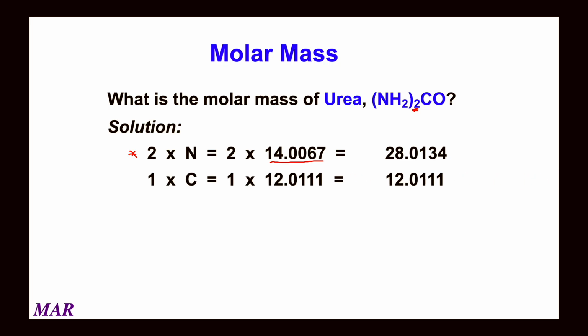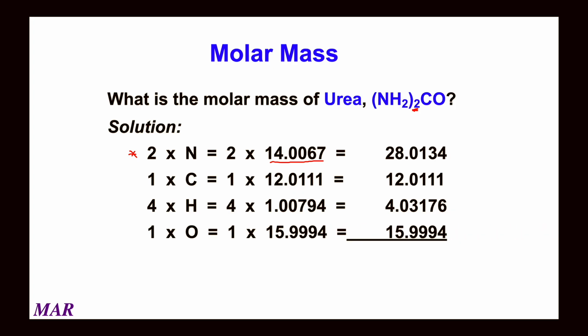Here's the 1 carbon, about 12.01. The 4 hydrogens, 4 times that number, and don't forget the oxygen. So what you would do is you would add these numbers up on the far right. That'll give you the molar mass of urea. Total 60.0556 grams per mole. That's the molar mass of urea.